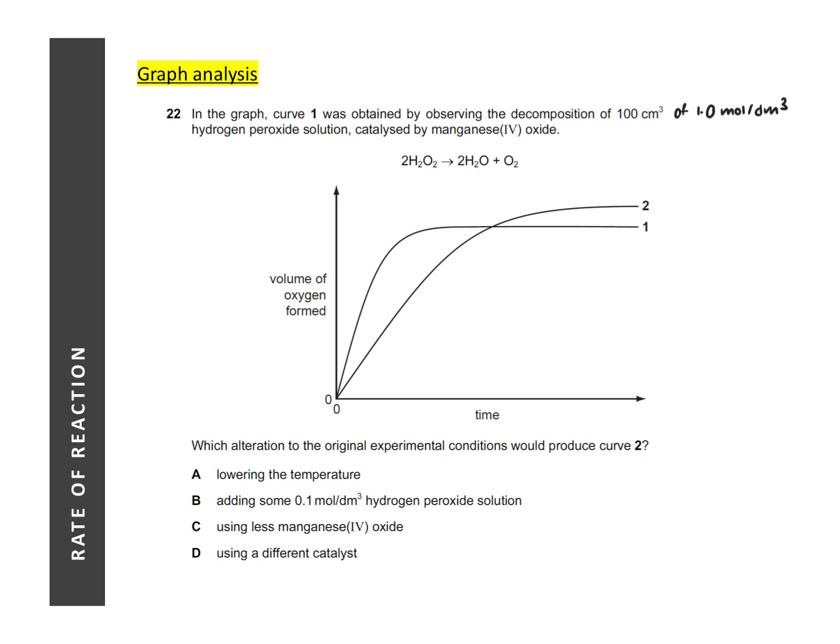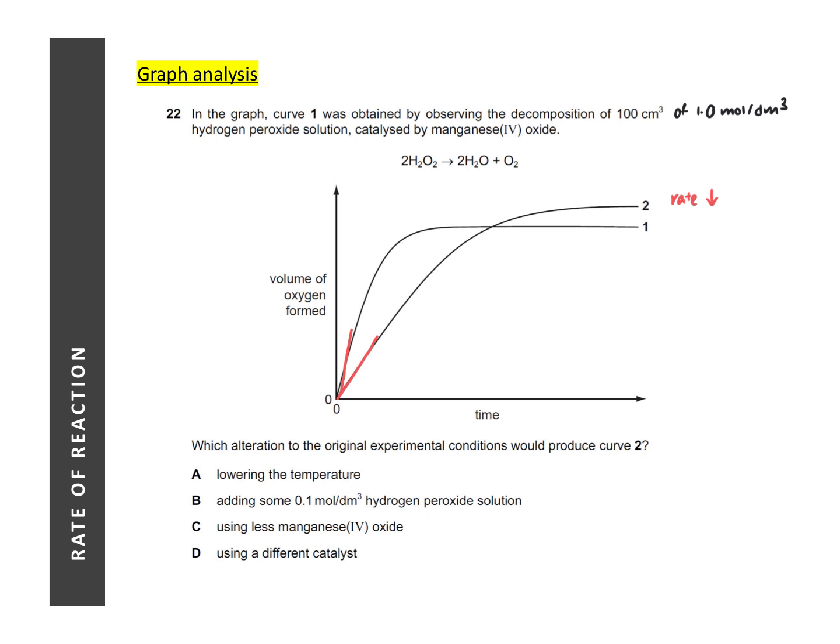The first point is the initial gradient. As you can see, the initial gradient for graph number 2 is actually less steep than graph number 1. What it means is that the rate of reaction is lower. So whatever change was made to experiment 2 caused the reaction to slow down.